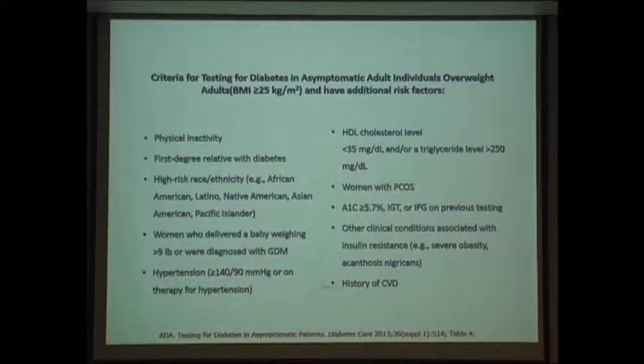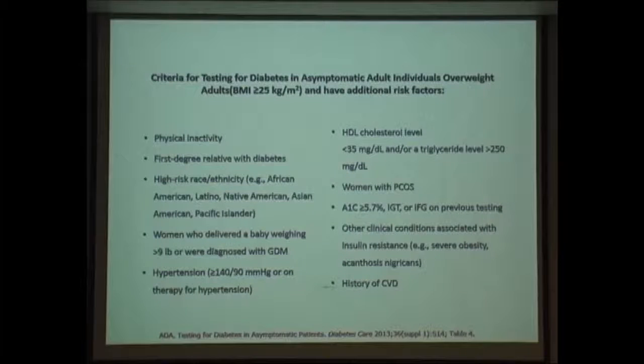These are the criteria where one would screen asymptomatic adults for diabetes, and I'm sure all of you know that, but I'll just go through the same. So first degree relative with diabetes, high risk, we are already in the high risk as Asians. Then women with GDM, hypertensive patients, those who have a sedentary lifestyle, a high BMI, then women with polycystic ovary syndrome, previous impaired glucose tolerance and other clinical conditions associated with insulin resistance, and a history of cardiovascular disease.